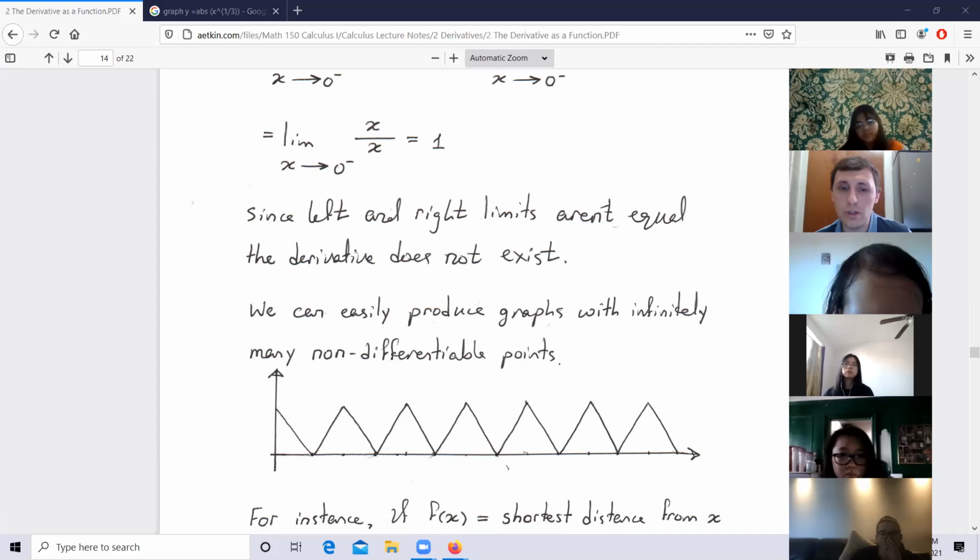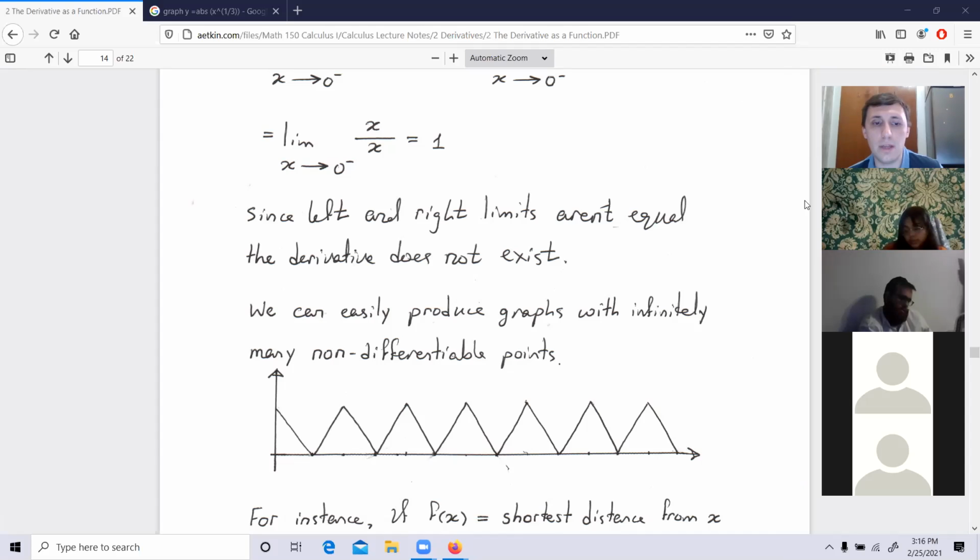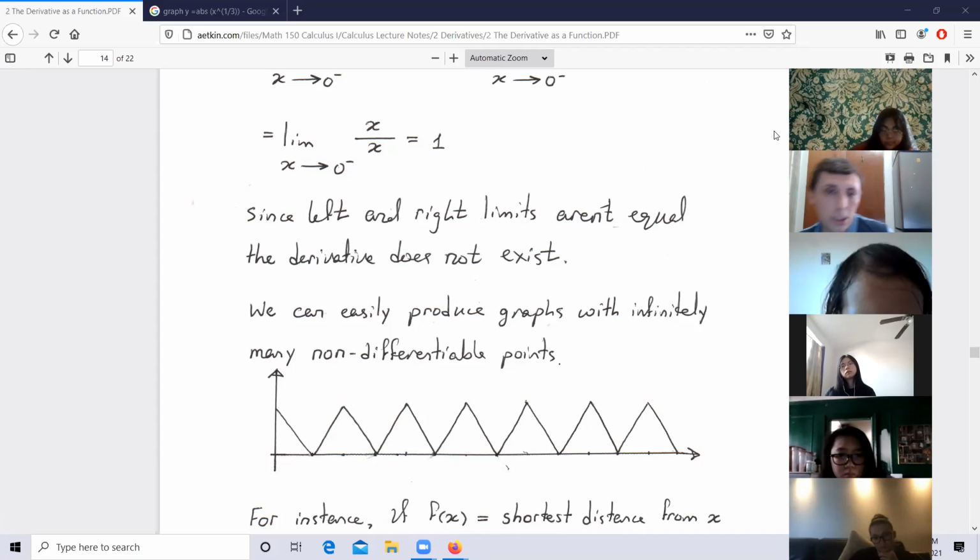So you can see this function is made of line segments. It's not going to be differentiable here, here, here, here. It's where the line segments are joined. It's a continuous graph, or in other words, a connected graph, one connected object. But if I zoom in at the vertices, I will not see a straight line, and therefore there will not be a slope there.